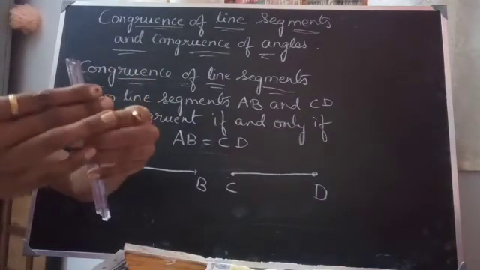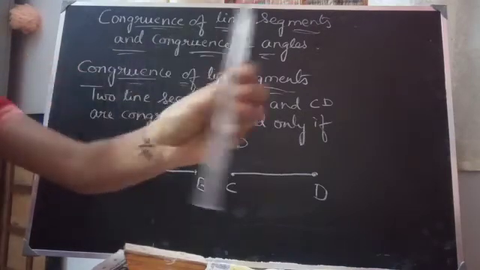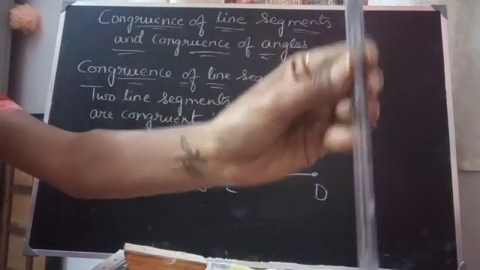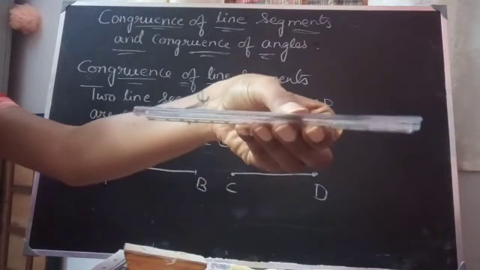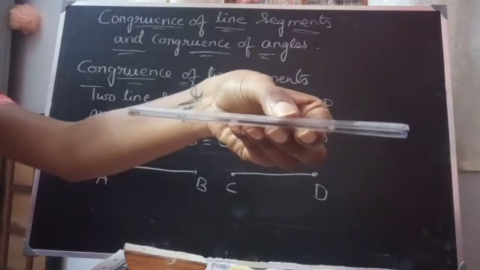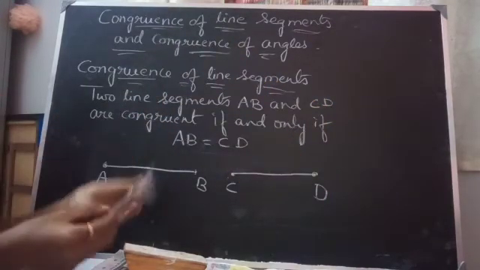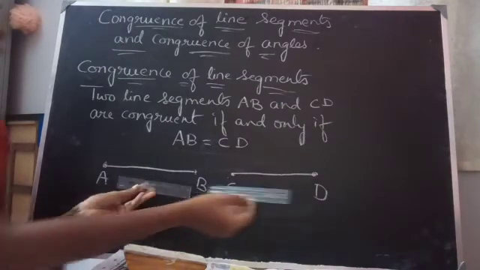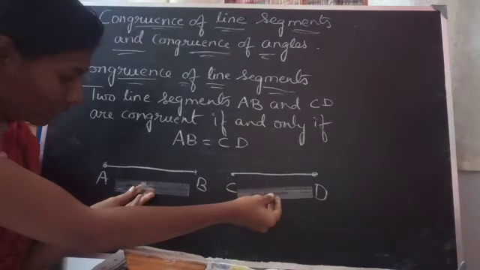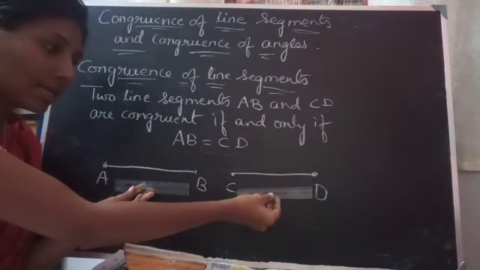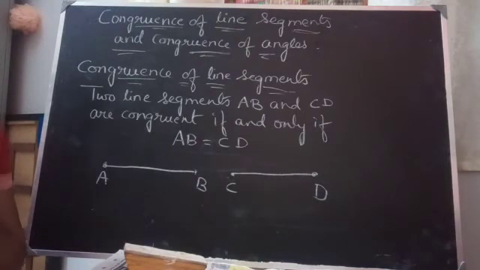what you can notice here is that the line segments are congruent, because the length of AB is equal to the length of CD. So you can say that the two line segments are congruent.